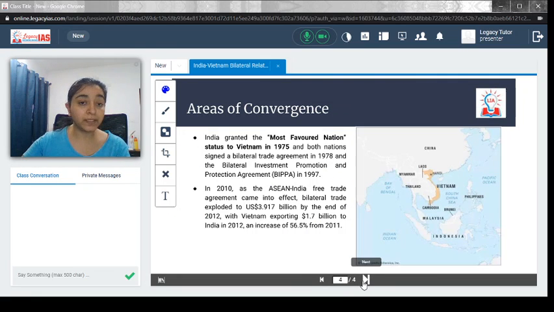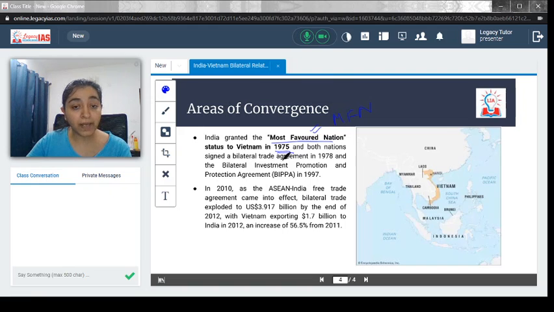Then apart from that, what are the other areas of convergence? India granted the most favored nation status to Vietnam way back in 1975 itself. Most favored nation means that the kind of trade agreement which India has with any other nation with which it has a free trade agreement, it will also give the same. So it cannot have any kind of tariffs which it did not have with any other nation with which it has a free trade agreement. That is the basic underlying meaning of most favored nation. So India did grant Vietnam MFN status way back in 1975.